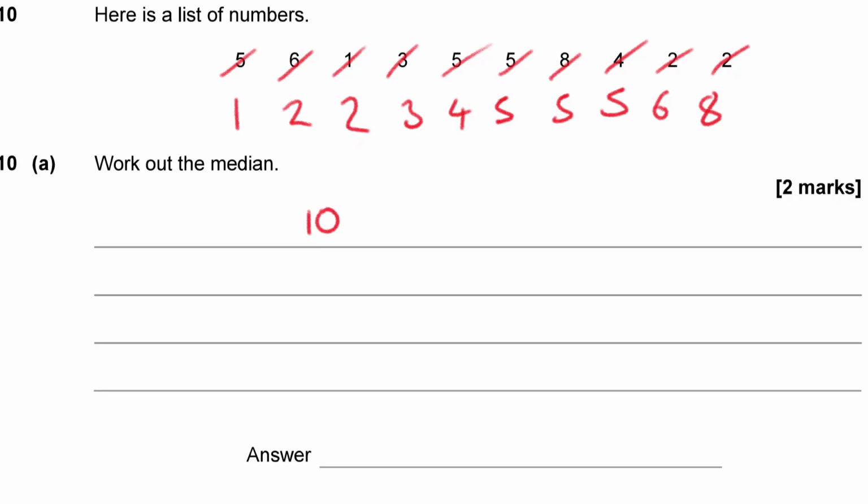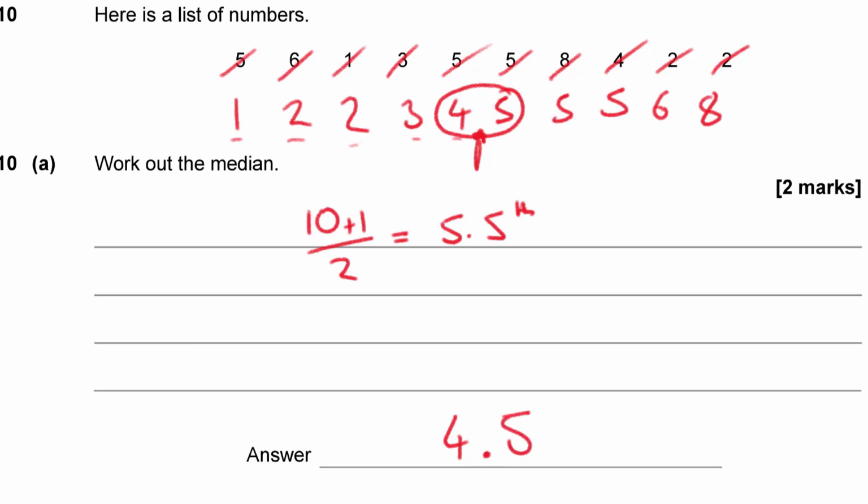So 10 numbers altogether. So my middle one you can find by adding 1 and dividing by 2. So your middle number is your 10 plus 1 divided by 2. 10 plus 1 is 11 divided by 2. That tells me my median is going to be the 5.5 number, or halfway between the 5th and the 6th number. So counting in 1, 2, 3, 4, 5. That's my 5th number. That's my 6th number. So my median is going to be kind of halfway between those two numbers then, isn't it? So halfway between 4 and 5 is 4.5. Okay, so that's my median, 4.5.